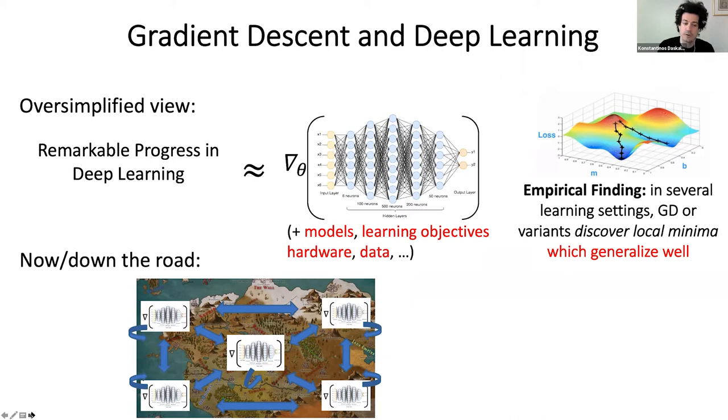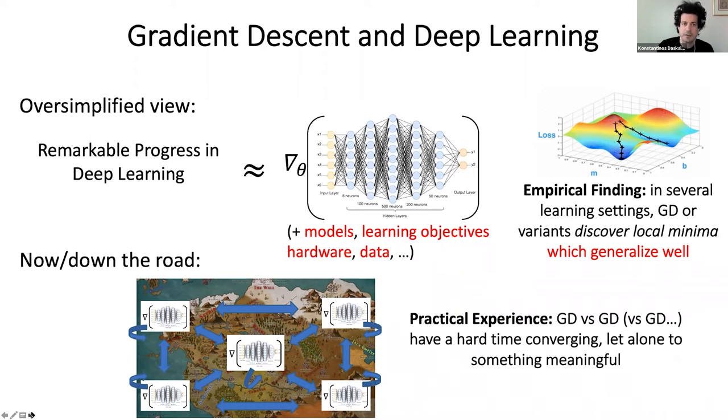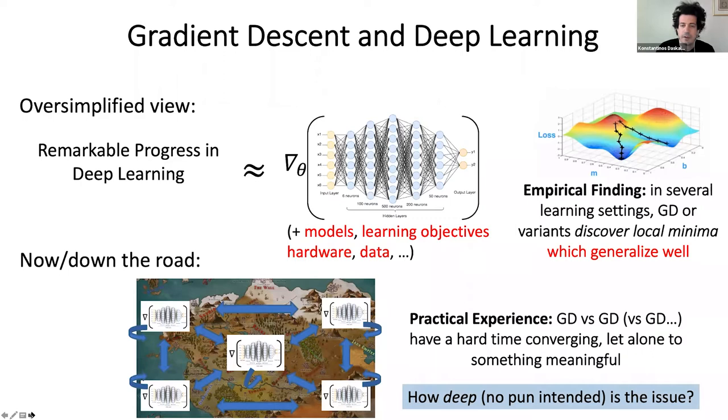And the question that arises is, what DNA are you going to endow your learning agents with if they're going to participate in such multi-agent environments? And the practical experience, and this is the starting point for my talk, is that if you endow each of your agents in such a situation with gradient descent as the method to consume data from the environment and update their decisions, practical experience says that it will have a very hard time converging, let alone converging to something meaningful. So what I want to investigate in this talk is how deep this issue is with gradient descent against gradient descent.